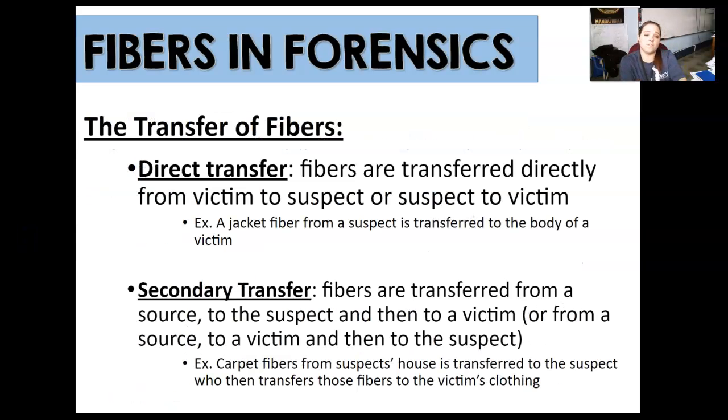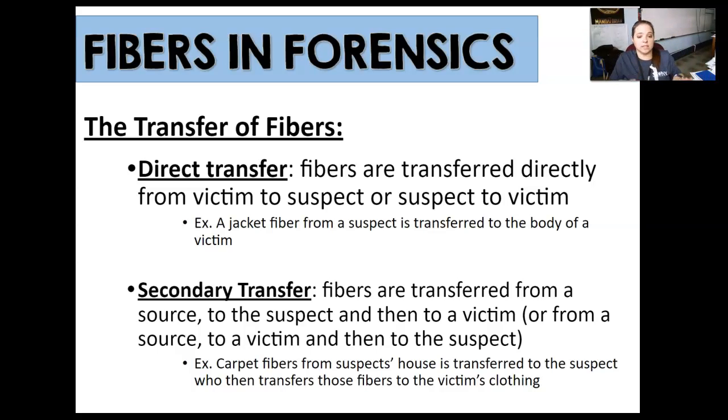So transfers of fiber. You have direct transfer and then you've got secondary transfer. Direct transfer is fibers that transfer directly from suspect to victim or victim to suspect. For instance, a jacket fiber from a suspect is transferred to the body of a victim. It could even be like I'm sitting in this chair and a little bit of my shirt comes off and the fiber's on this. So that's a direct transfer.